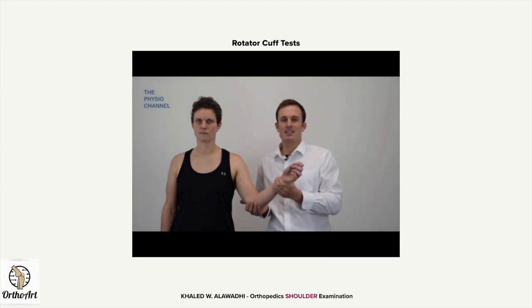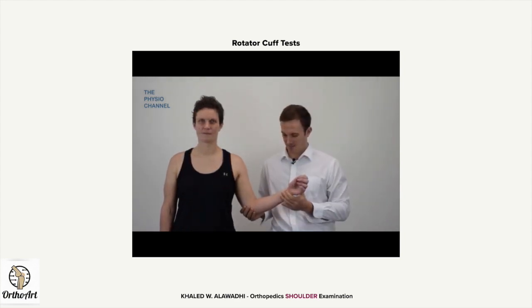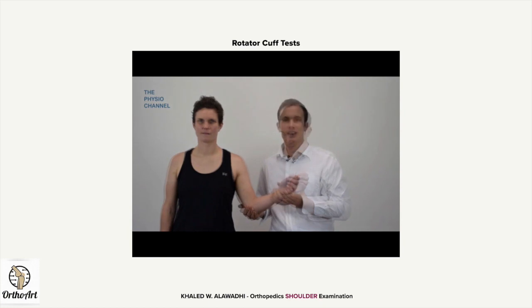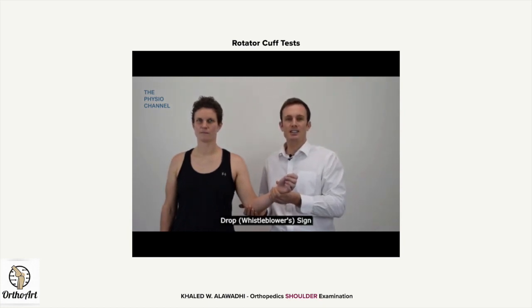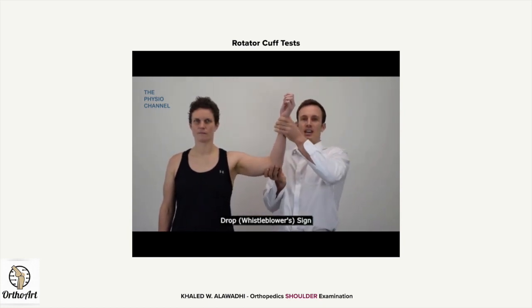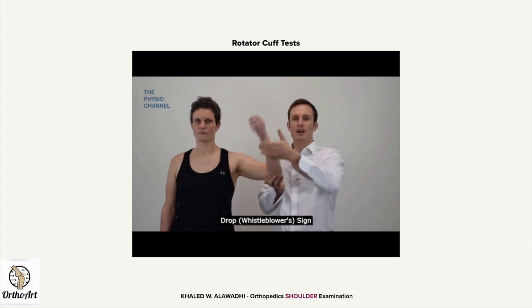A positive test is indicated by an inability to maintain this rotation, with a lag or spring back occurring. A lag of 5 degrees or more indicates a rotator cuff tear. This test can also be repeated in 90 degrees of abduction. Here, a spring back is known as the drop arm sign.